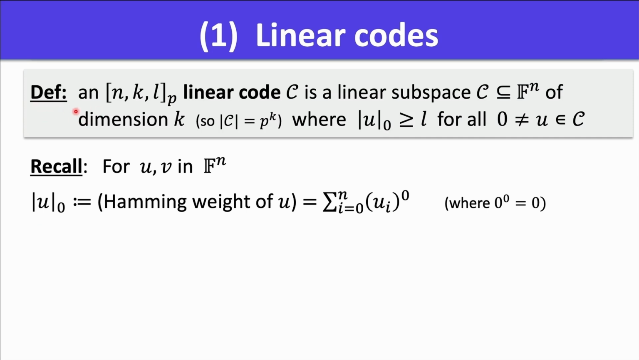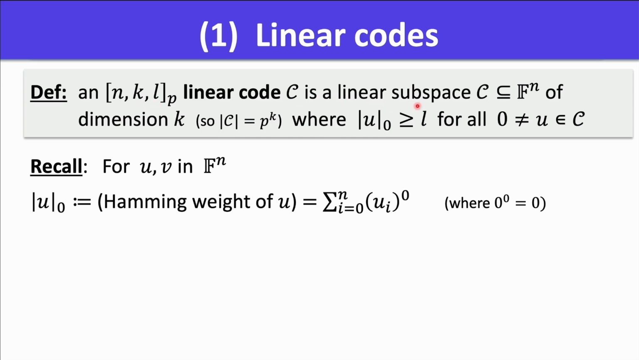So given that, we can now define what is a linear code C. A linear code is parameterized by three values, n, k, and L, and it's defined over a finite field of size p. Here n is the length of the individual code words, k is the dimension of the space that defines the code C, and L is the minimum Hamming weight of the code.